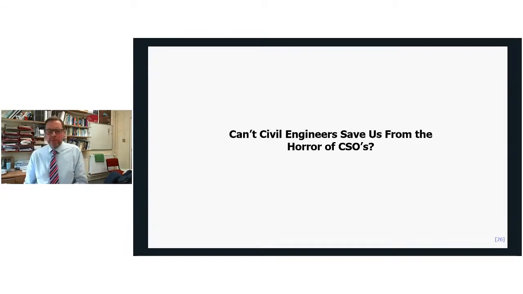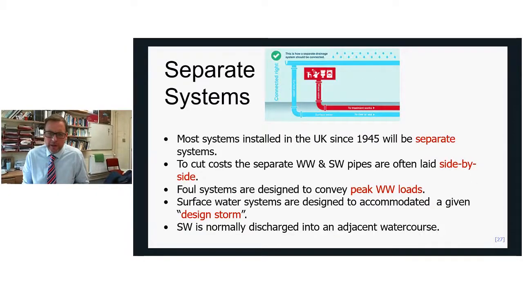So lots of problems with CSOs, and I think I've already hinted at what the solution is. In terms of adding storage to the network, that's for the existing systems. But when we think of new developments, perhaps the solution to the CSO is simply to remove them from the network entirely for new networks.